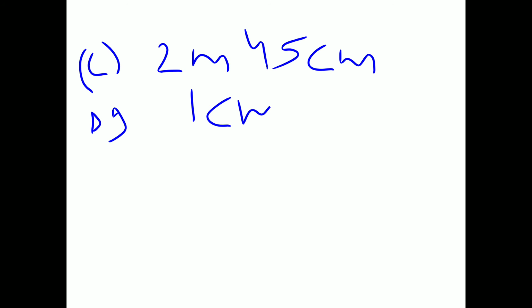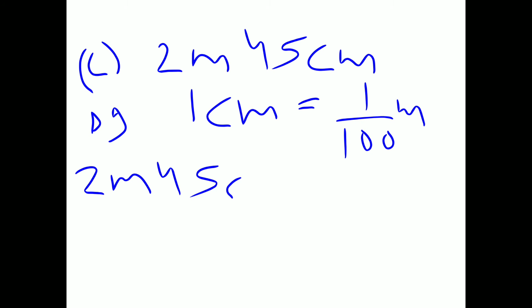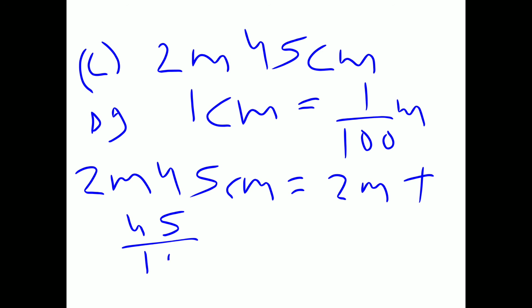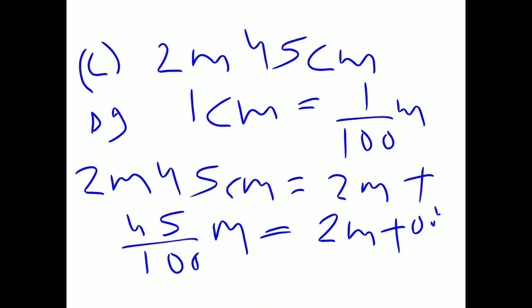C and D are same, so that's why I am doing the C part. 2 meter 45 centimeter. 1 centimeter is equal to 1 upon 100 meter. So 2 meter will come as it is, because it is already in meter, and 45 centimeter, how can we write it? 45 upon 100 meter. So it becomes 2 meter plus 0.45 meter. So the answer will be 2.45 meter.